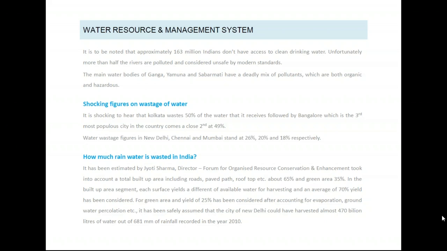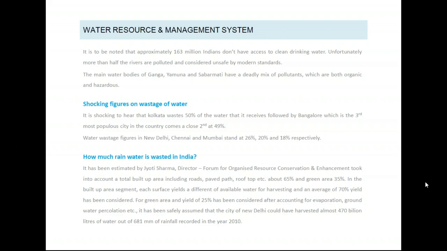Now, for a safe design, we consider an average of 70% yield for harvesting over any built-up area. For majorly green areas, a yield of 25% has been considered after accounting for evaporation, groundwater, population, etc. Now, a study on New Delhi in the year 2010 has revealed that we could have harvested almost 470 billion liters of water out of 681 mm of rainfall recorded. So that signifies the importance of rainwater harvesting, which we can recycle in our water consumption cycle.